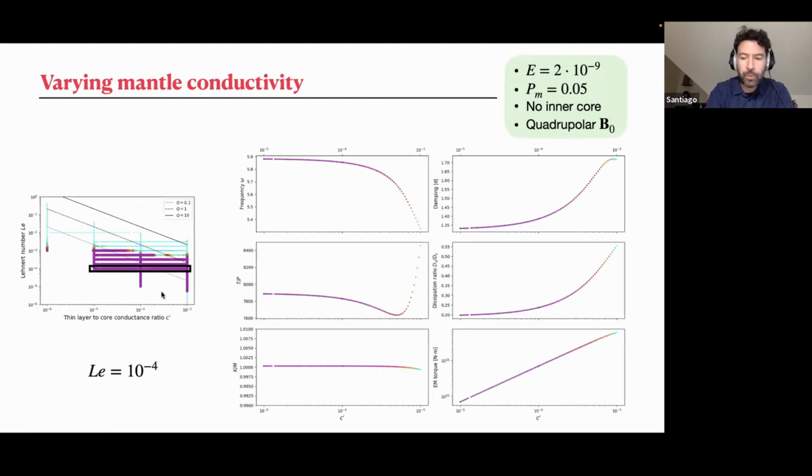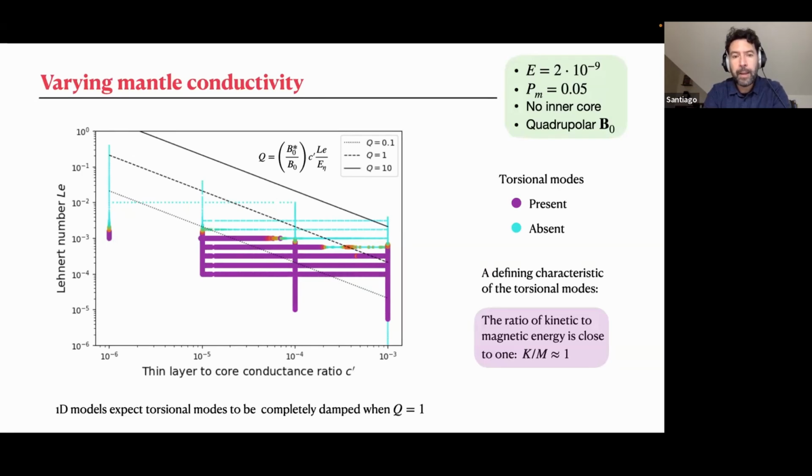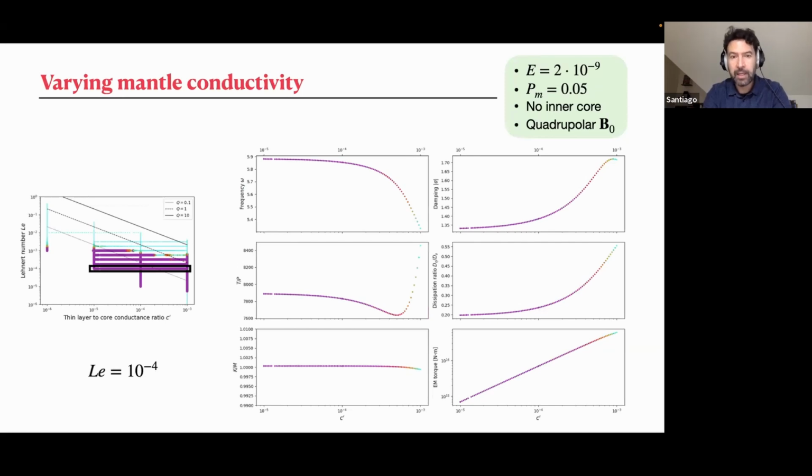Okay, I want to show this same plot, but I'm going to go over one of these ramps that we made, changing the conductance ratio, because you'll see something interesting. The frequency changes, the damping increases as you increase the conductance of the mantle. The toroidal to poloidal energy of the mode changes as well. The dissipation ratio between ohmic and viscous also increases. The main characteristic quality of the torsional oscillations, meaning the kinetic to magnetic energy ratio, which should be close to 1, is about the same, because they're very well present.